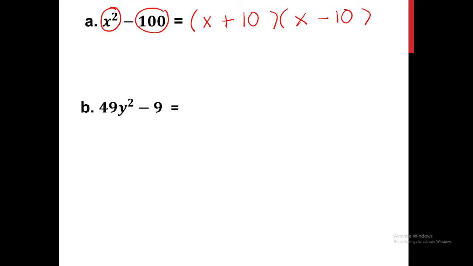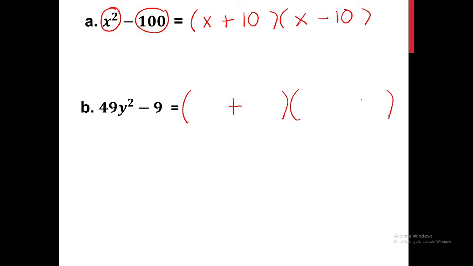Any volunteer? Yes, go on. Okay, so sir, it's x plus 10 and x minus 10, or x minus 10, x plus 10. So your classmate said to take the square root of x squared, that's x. Take the square root of 100, that's 10. Automatically, the symbol will be plus and minus all the time. Let's have this one. Automatically, the sign will be plus and minus.